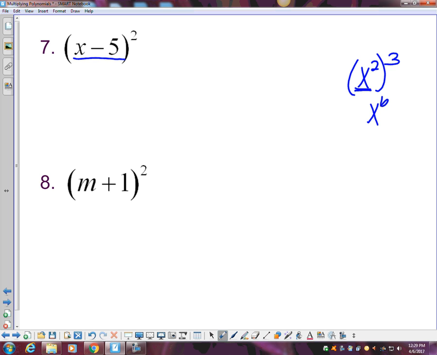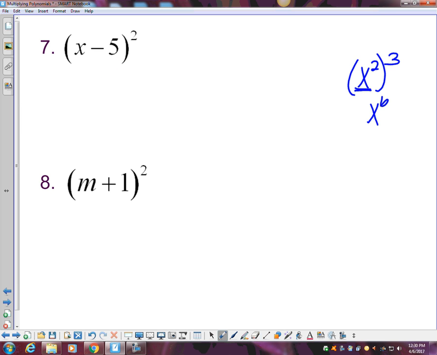This is 2 terms. So when you square this, you can't just square the x and square the 5. I guarantee you that will be an answer, and that will be an answer. Both of them. And they are wrong. Those are dummy answers. You cannot just square them both and leave them where they are.